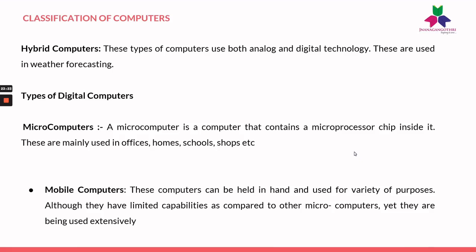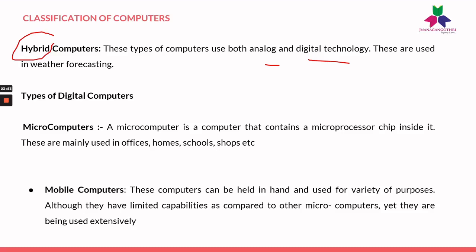Moving on, the next classification of computer is the hybrid computer. As the name itself says, this is a hybrid, a mixture of both analog and digital technology. So some calculations take place in an analog manner while others take place in a digital manner. A common application is weather forecasting, where we use this.